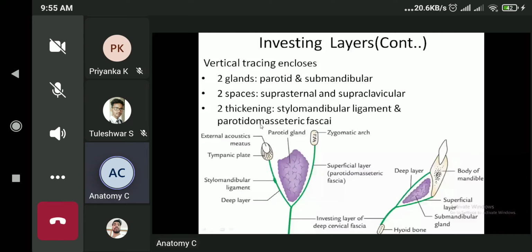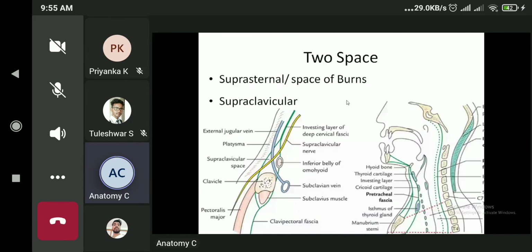These two triangles are also split parts of the investing layer of deep cervical fascia. Here in this diagram, see, the investing layer of deep cervical fascia splits into anterior and posterior laminae so that they get attached to the anterior and posterior borders of the manubrium sterni respectively. This split part of the investing layer forms a triangle just above the sternum, known as the suprasternal triangle or space of Burns. As the location is distinct, lying above the sternum, it is the suprasternal triangle or space of Burns.